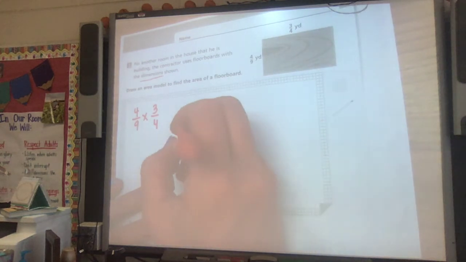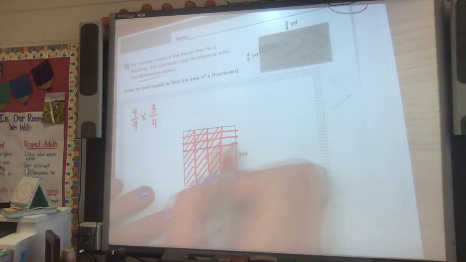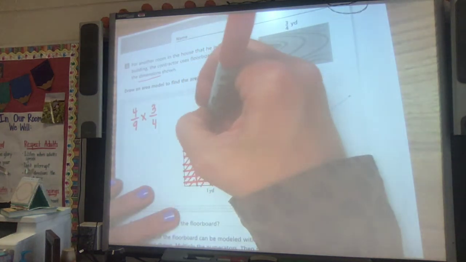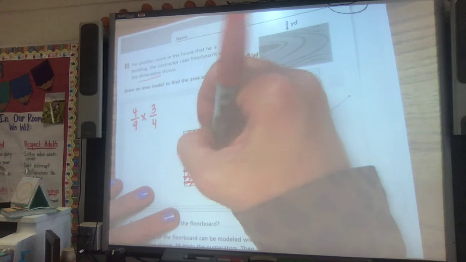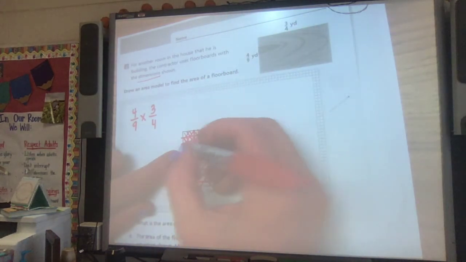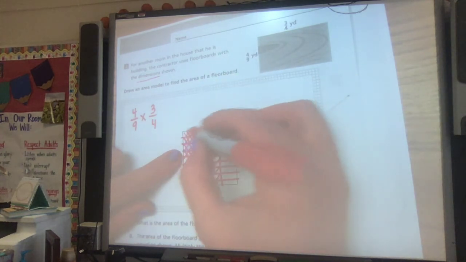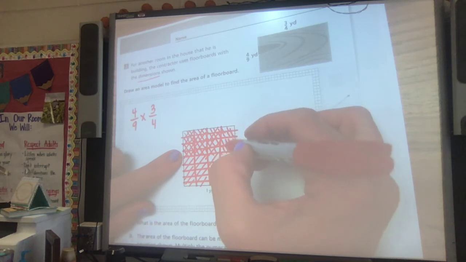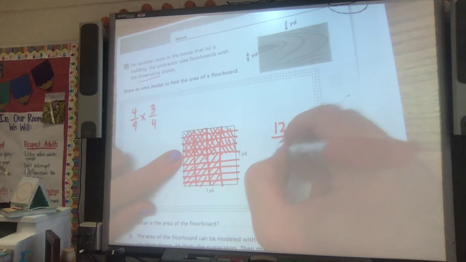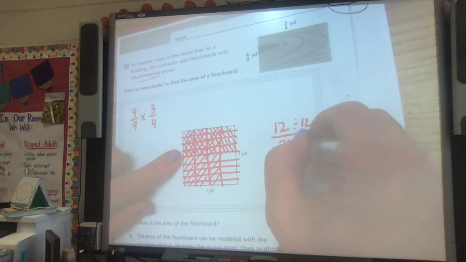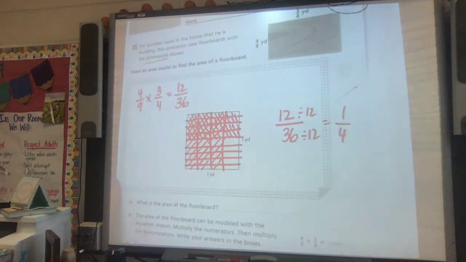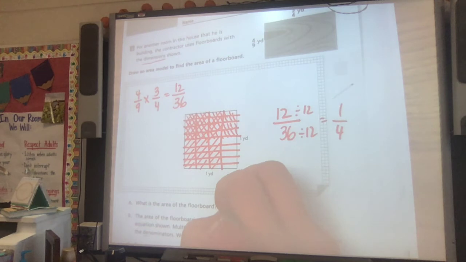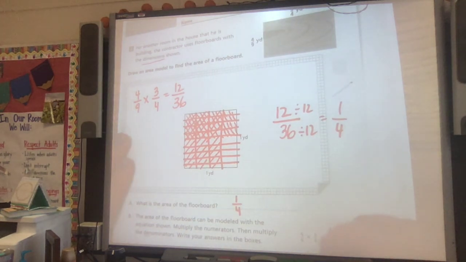Okay, and now I have 4/9. Got a lot of pieces. 1, 2, 3, 4, 5, 6, 7, 8, 9. I'm gonna do 4 of those. 1, 2, 3, 4. Okay, they overlap here. 1, 2, 3, 4, 5, 6, 7, 8, 9, 10, 11, 12. See how many pieces I'm in. I know 4 times 9 is 36. I can divide both of these by 12 and get a 4. Just like I would multiply it right there and get my answer. So the area is 1/3. And we modeled it by doing this.